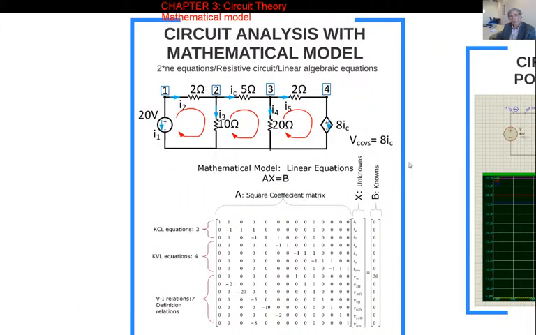So if we transfer these results now to a mathematical model, linear equations, it's going to be in this form: Ax equal to B. X is the unknowns. These are all the elements' current and voltage, seen here. And in here we've got 3 Kirchhoff voltage law equations. And these are the current equations, and these are the definition relations.